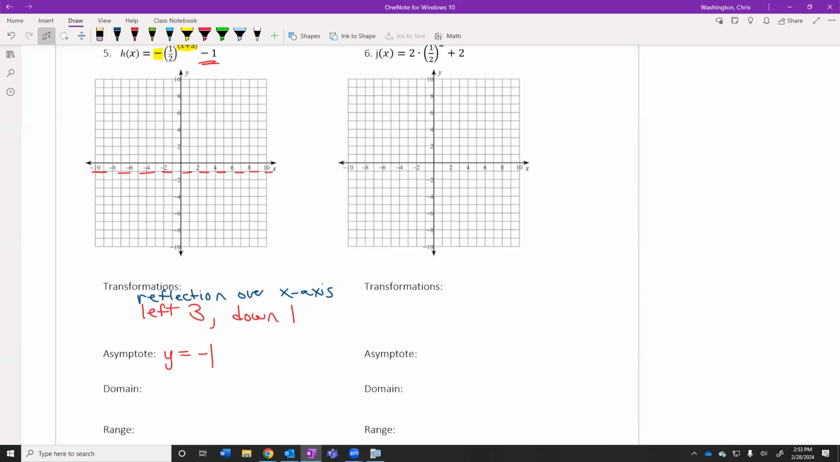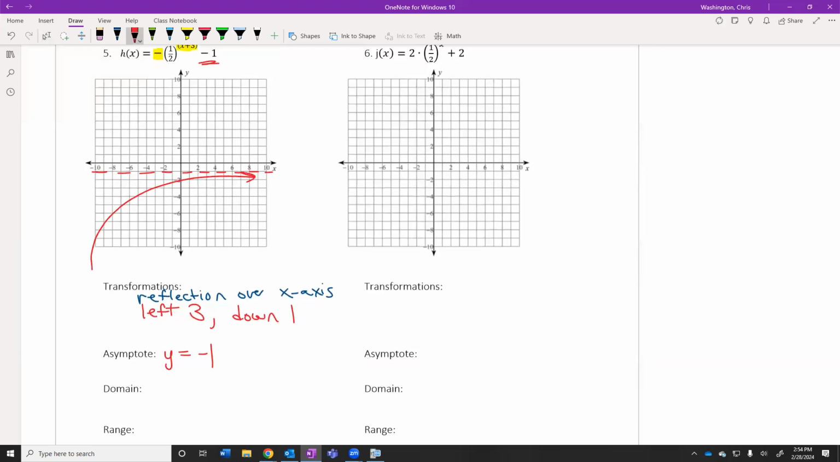And now, how can we plot some points here? I know what 1/2 should look like, an exponential decay problem. It should start at the top left, and it should get closer to the asymptote as we go to the right. But that's been reflected. So this graph's going to start at the bottom left and get closer to the asymptote as I go to the right. So a very generic graph would look something like this.